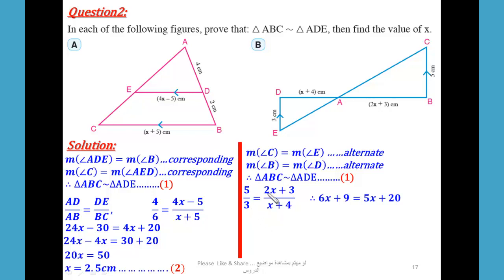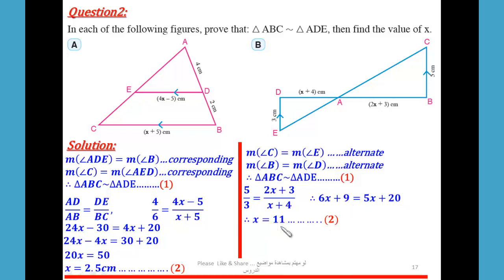So 3 multiply 2x plus 3 equals 5 multiply x plus 4. So 3 multiply 2x, it's 6x. 3 multiply 3 equals 9. 5 multiply x plus 4 is 5x plus 20. And 6x minus 5x, it is equal x, equals 20 minus 9 equals 11. And this is the result of x, the value of x.